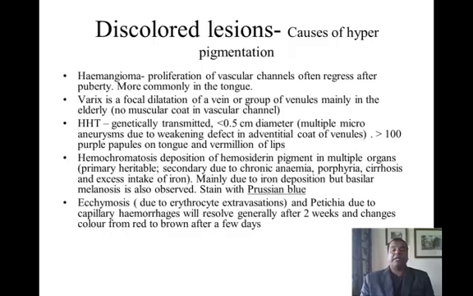Hemochromatosis involves deposition of hemosiderin pigment in multiple organs, primary, heritable, or secondary due to chronic anemia, porphyria, or cirrhosis, and excess intake of iron. Mainly due to iron deposition, but bacillar melanosis is also observed, and you can stain for this with Prussian blue. Ecchymosis, due to erythrocyte extravasation, and petechiae, due to capillary hemorrhages, will resolve generally in 2 weeks and change colour from red to brown after a few days.